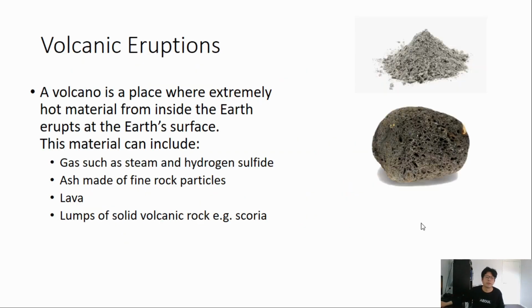Alright, so let's start off on the topic of volcanoes. A volcano is a place where extremely hot material from inside the earth erupts at the earth's surface. This material can include gas such as steam and hydrogen sulfide, ash made of fine rock particles, so stuff like this up the top here, lava, and lumps of solid volcanic rock, for example scoria, and that's an example of scoria over here.